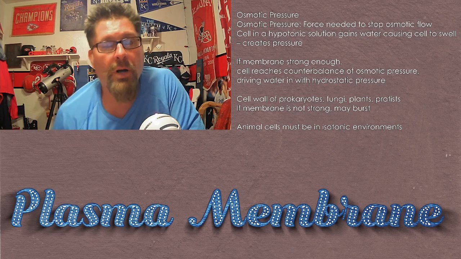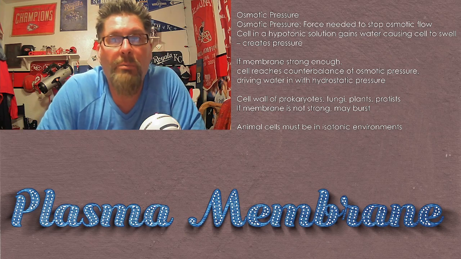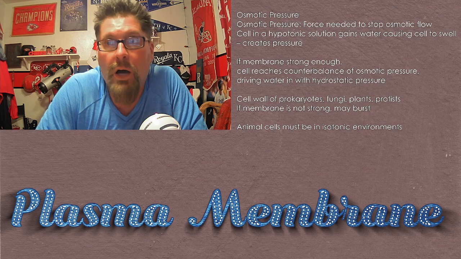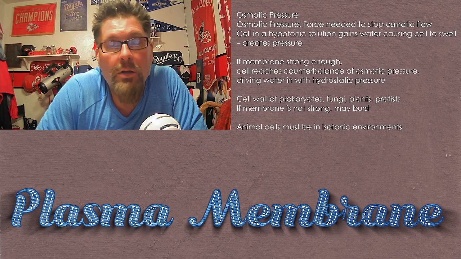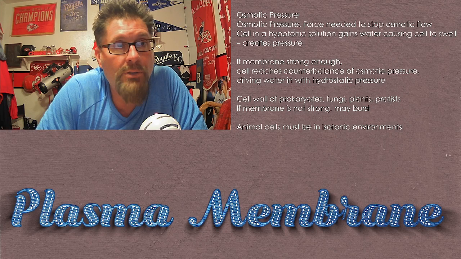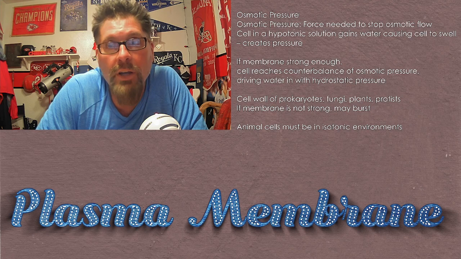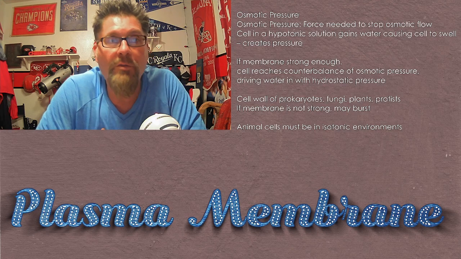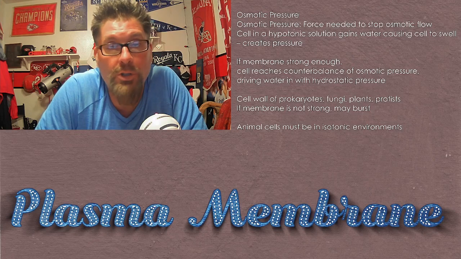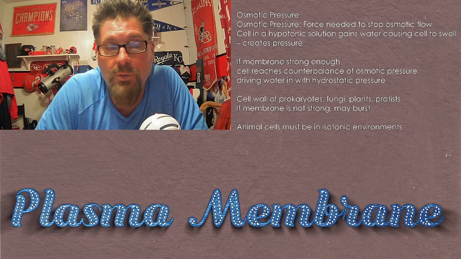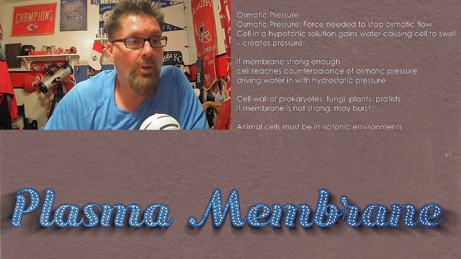Okay, that turgor pressure that we just spoke about comes from osmotic pressure, or pressure created by osmosis. Cells in a hypotonic solution swell, which creates pressure. And if the membrane is strong enough, as we see with plant cells, then it can handle that. But animal cells, like ours, cannot handle that. We've got to be in an isotonic situation, or it's just going to end badly for us. So that's why doctors and the medical field take such big precautions on that.